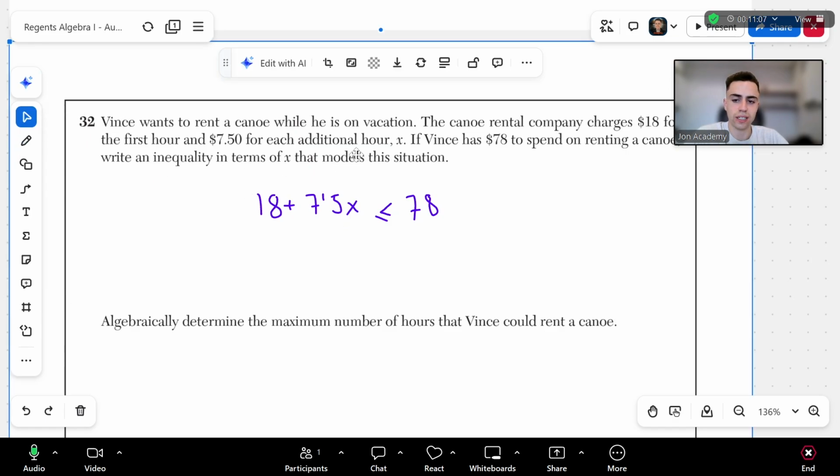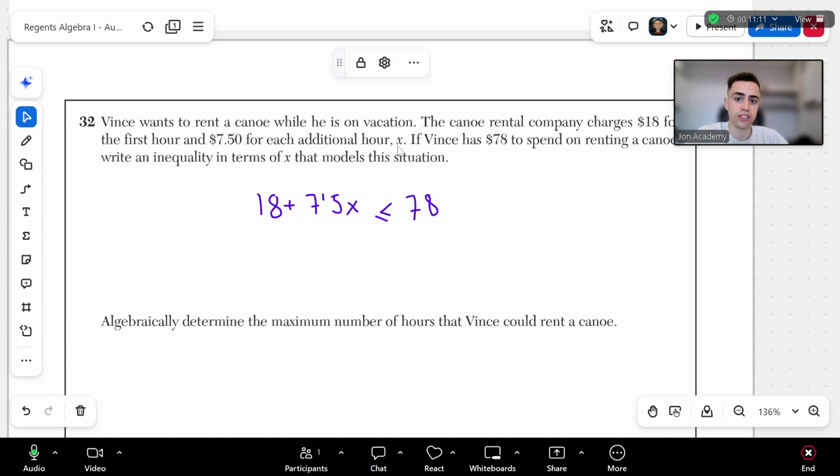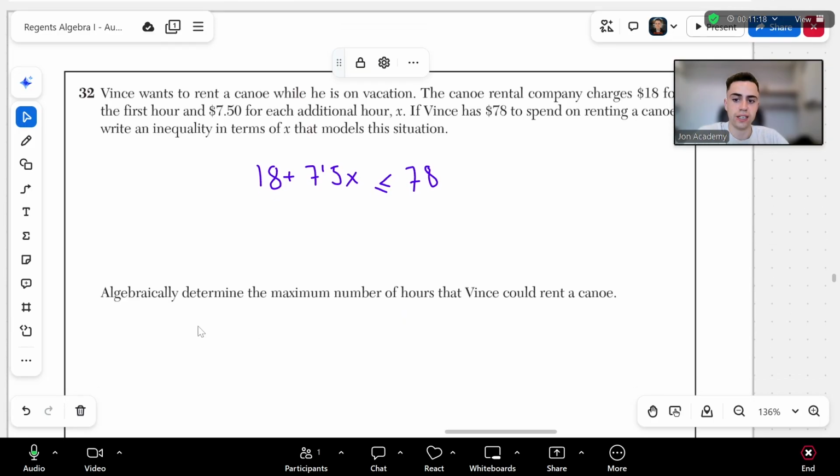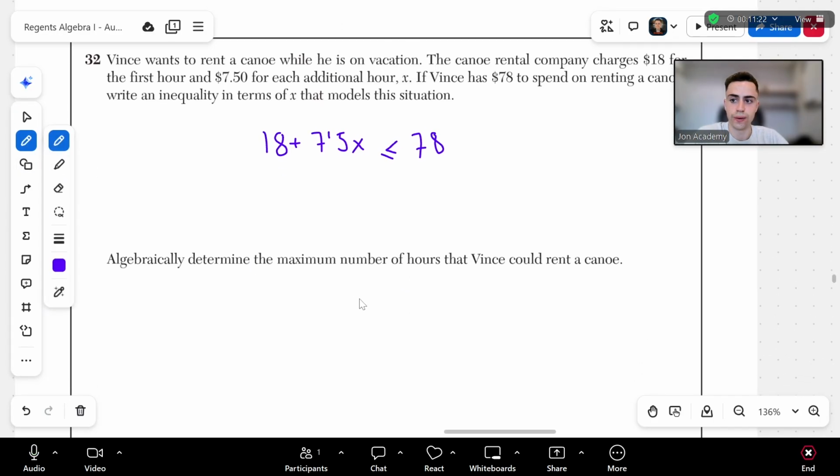We will write it as each additional hour is x. Yeah, each additional hour is x that way. Okay. Algebraically determine the maximum number of hours that Vines could rent a canoe.